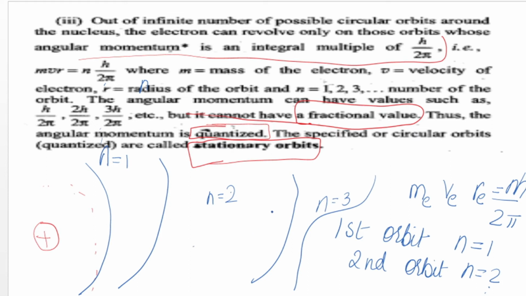Now, what does quantized mean? Quantized means you cannot have 2.5 of an orbit. It is just similar to a staircase. First floor, second floor. There is no stopping at the 2.5 floor or 2.8 floor.